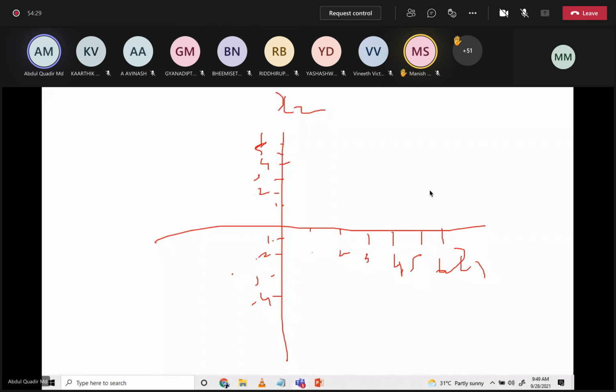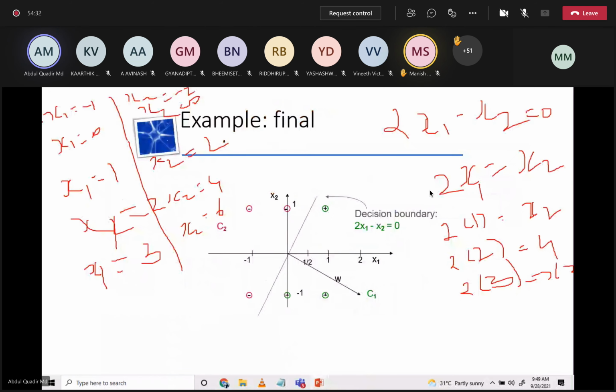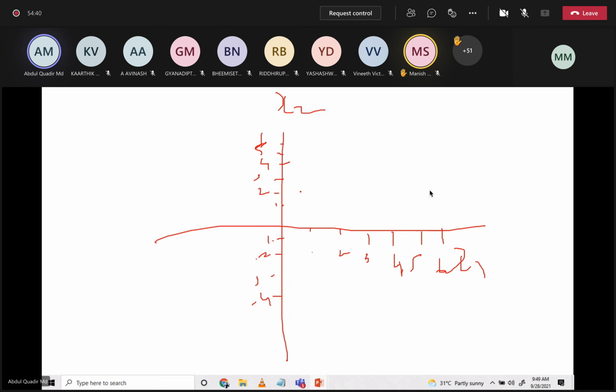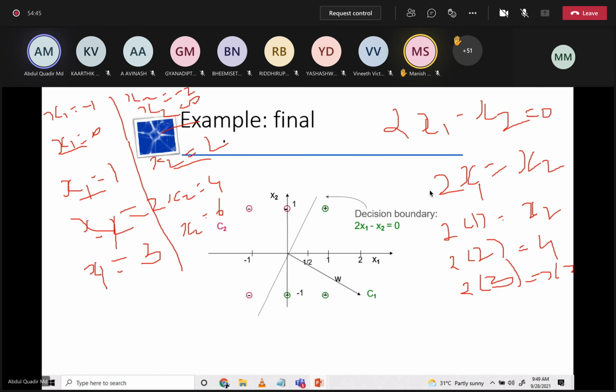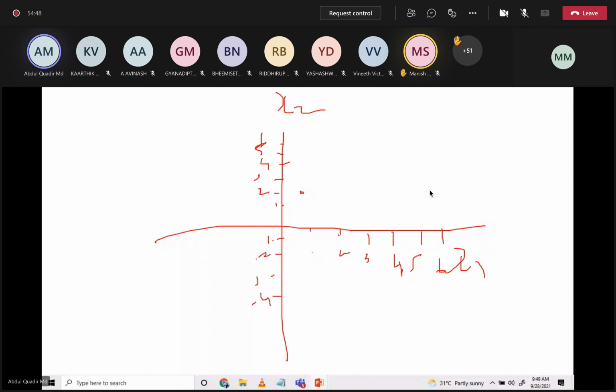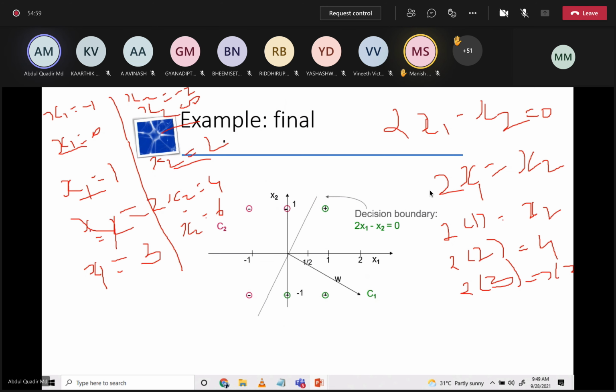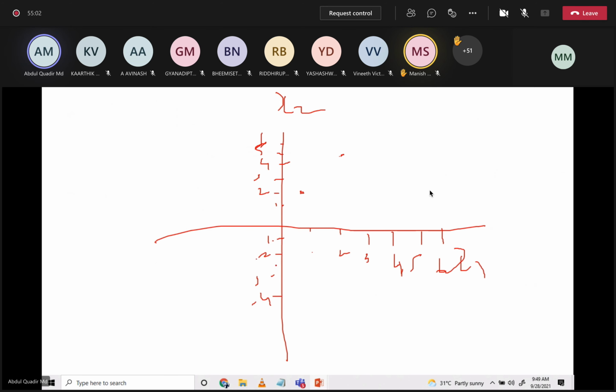Okay, so now what did we get, students? See, when x1 is 0, x2 is 0. When x1 is 1, x2 is 2. When x1 is 2, x2 is 4. Then x1 is 3 and x2 is 6. Right? So you see, something like this.